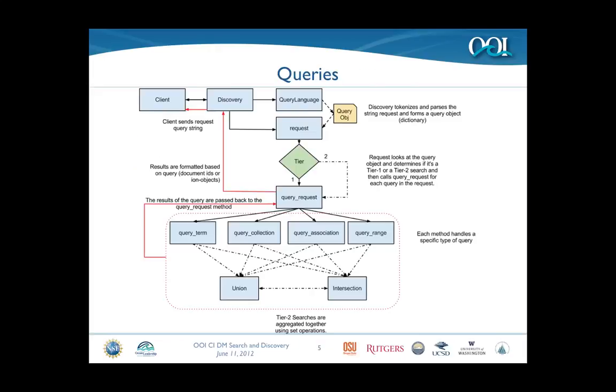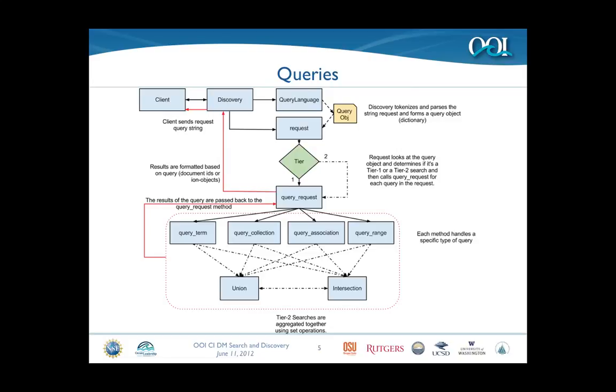So this kind of goes through the flow of how a query is made. A client makes a query to discovery using either the language or a query object, which I'll go into in a second. Discovery then parses the string and forms a query object. It then gets passed to the request method, which determines if it's a tier 2 or a tier 1 search, whereas tier 1 is a simple singular request only going to one technology, and tier 2 goes across multiple technologies, or it's multiple requests that have to be aggregated.